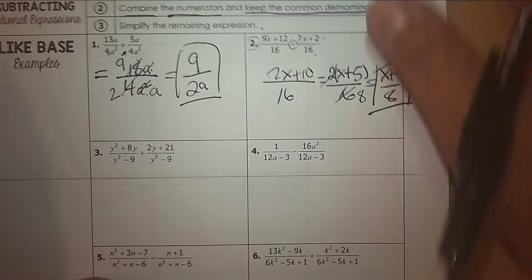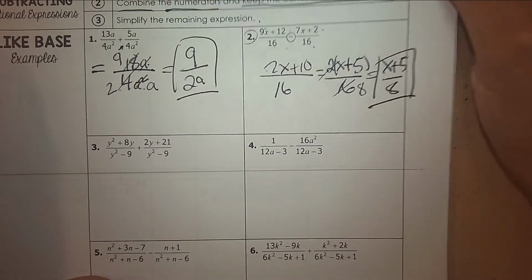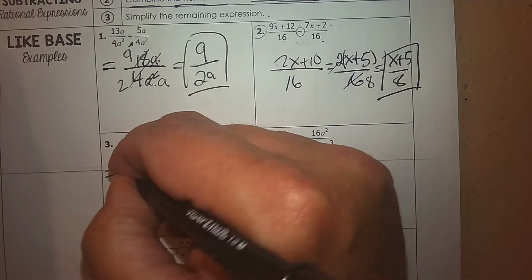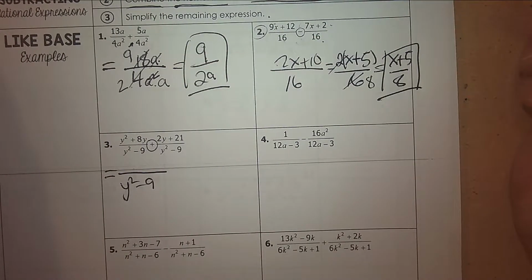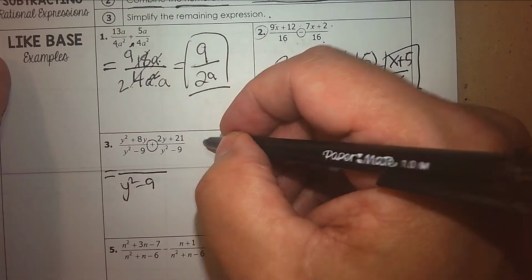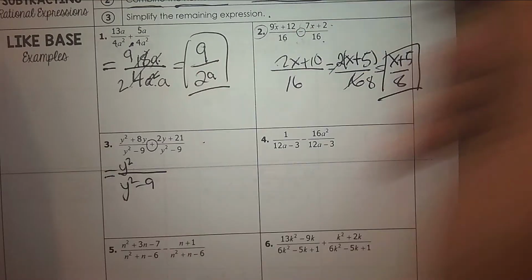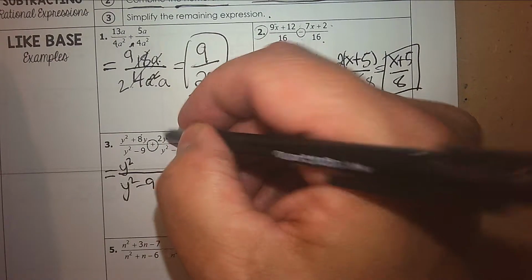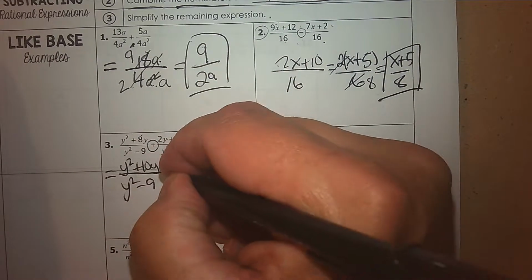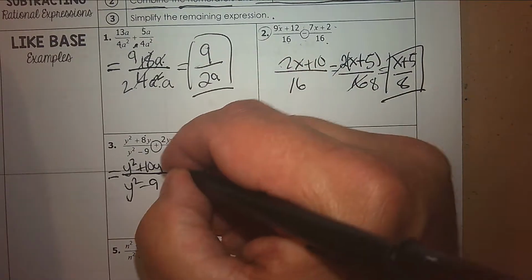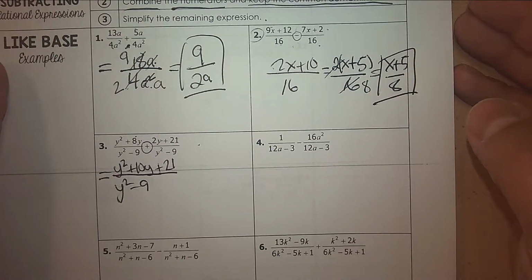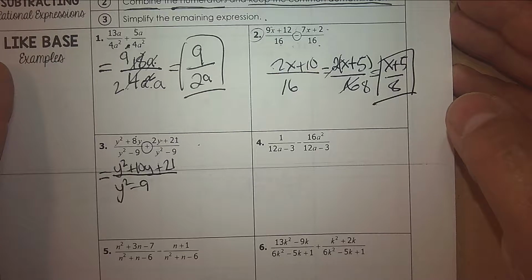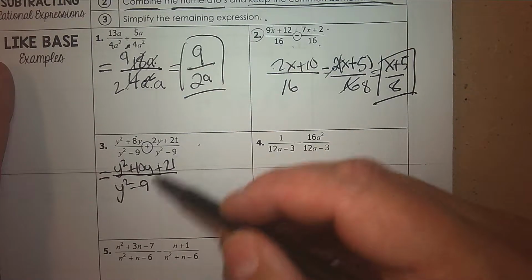Let's keep going. Look at number 3. Are the denominators the same? So we write it down. Can you combine like terms by adding? So when I combine like terms, I have 1y squared. 8 plus 2 is how many y's? And then the constant at the end is 21. Once I have my answer, I'm looking to see if that's in lowest terms. So you combine like terms.